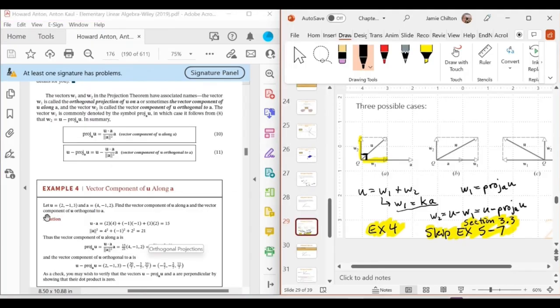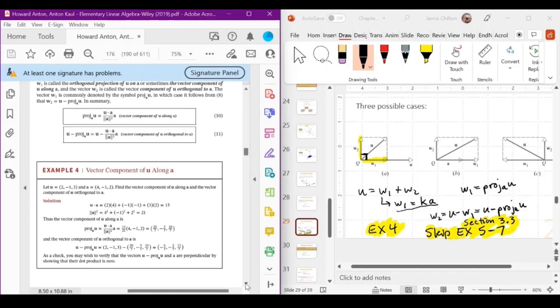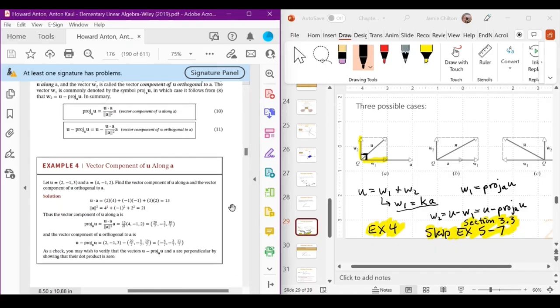So here with example 4, they let U equal the components 2, -1, 3, and A is 4, -1, 2. It says to find the vector component of U along A and the vector component of U orthogonal to A. You should know from the terminology what they're asking you to solve for. You're going to be able to determine those vectors which U can be decomposed into. So this would be a method for decomposing U, like I said, into W1 and W2.